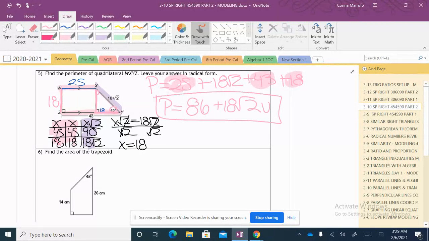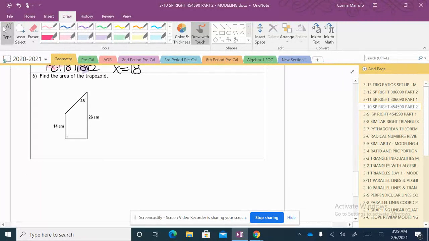All right. And the last example, it says find the area of the trapezoid. So here's our trapezoid. We're looking for the area. So for my formula for the area, I'm going to write it down right here. The area is equal to 1/2 times the sum of the bases, base 1 plus base 2, times the height.